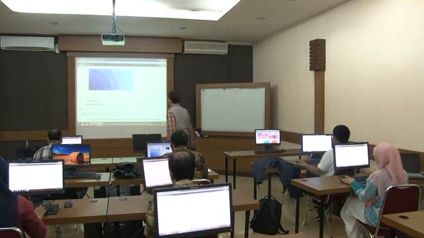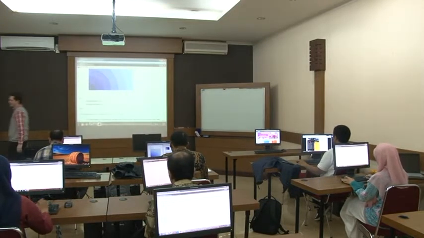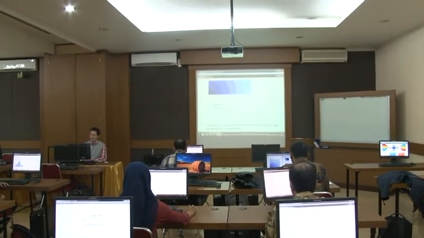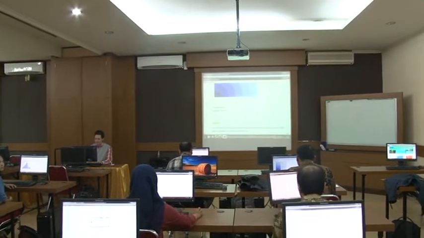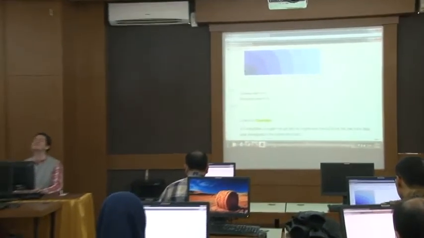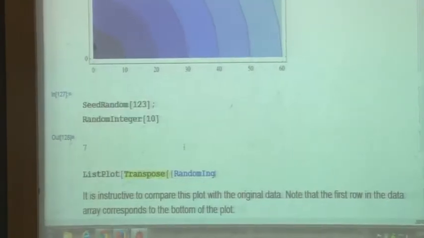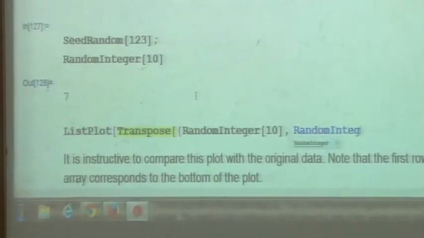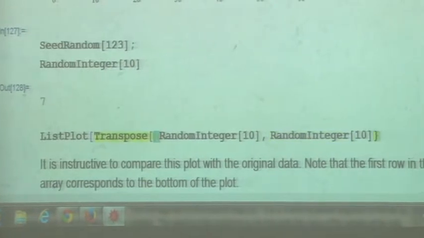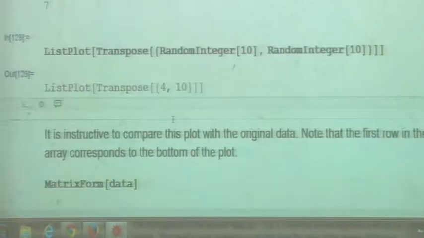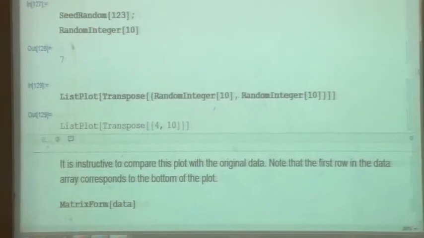So, all right, this is the idea. Look, if I'm already comfortable with Mathematica, I could do just this: ListPlot, Transpose of RandomInteger, then RandomInteger. And it didn't work. Why not?